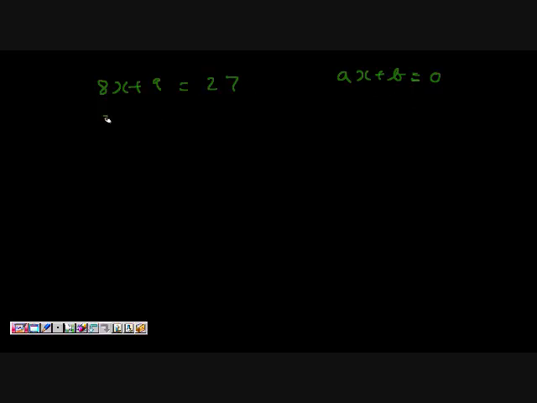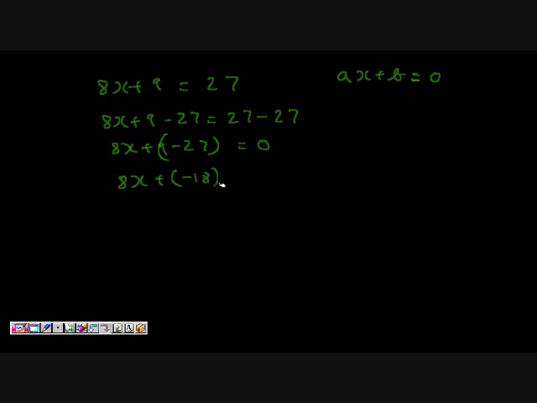So 8x plus 9 minus 27 is equal to 27 minus 27, or 8x plus 9 minus 27 is equal to 0. So we know that 9 minus 27 is minus 18, so 8x plus minus 18 is equal to 0. So we can say we brought this equation under a general form. So a in this case is 8, and b in this case is minus 18, and x is the variable.